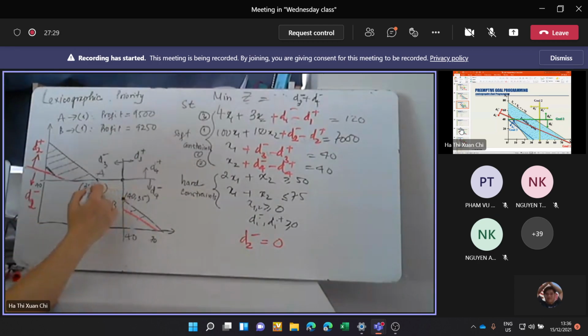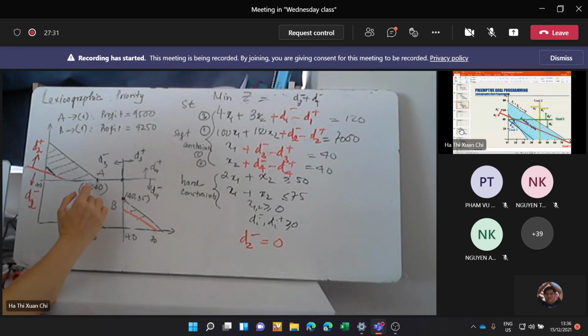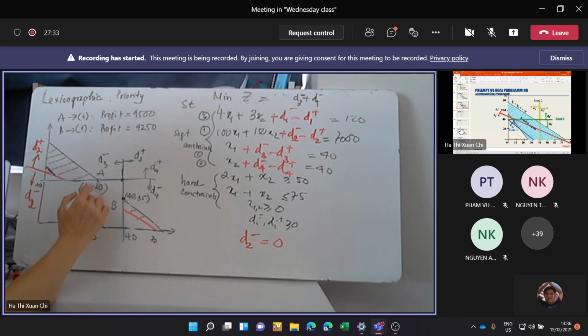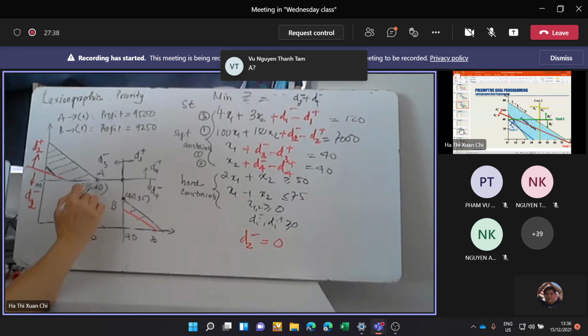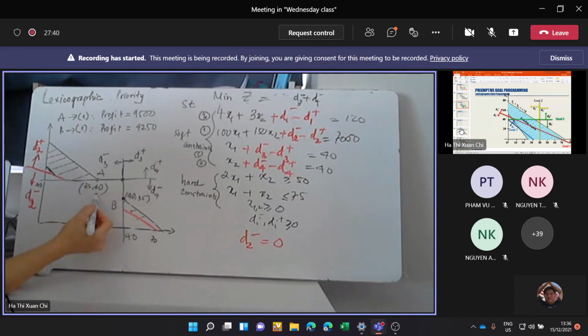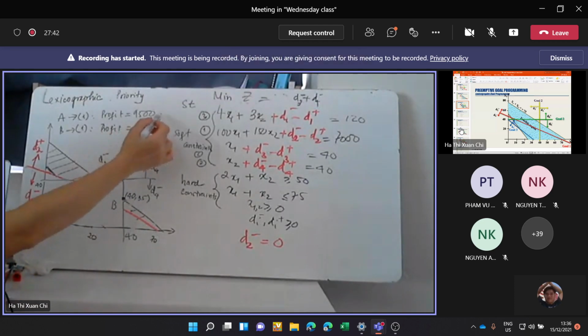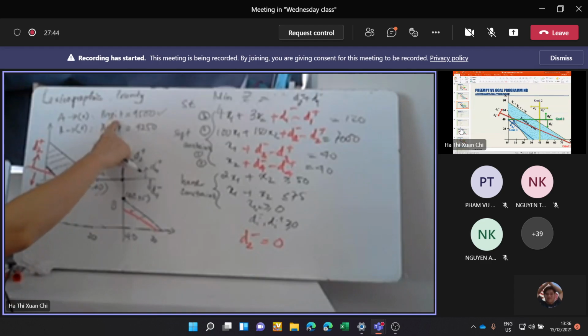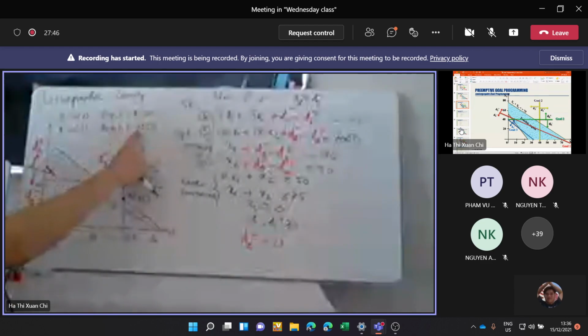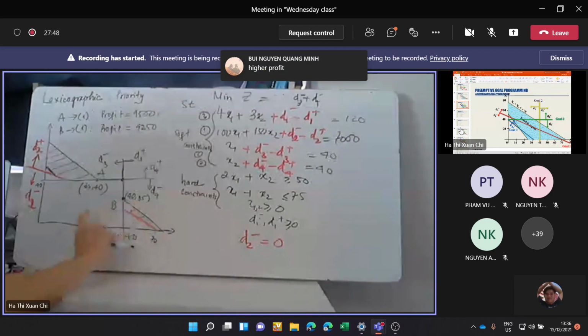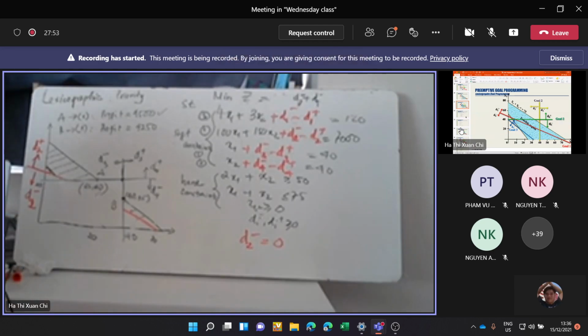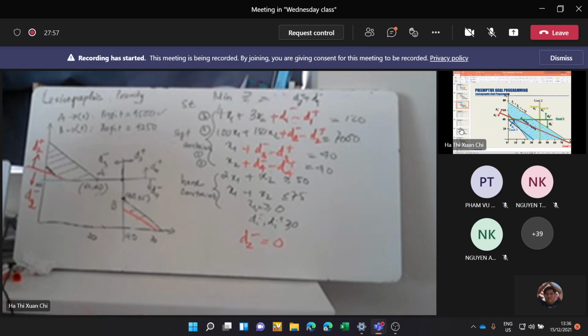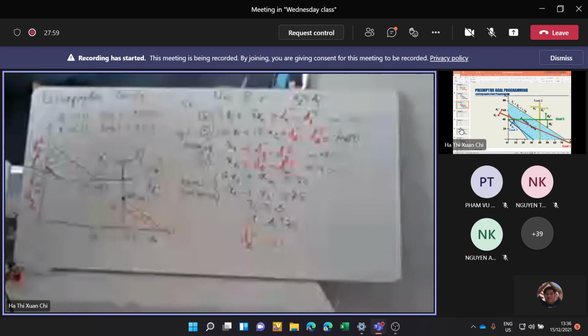So in this case, we choose A, right? We choose A because here we can at least reach one goal, and the profit here is larger than if you choose that one. Any question for me? Okay.